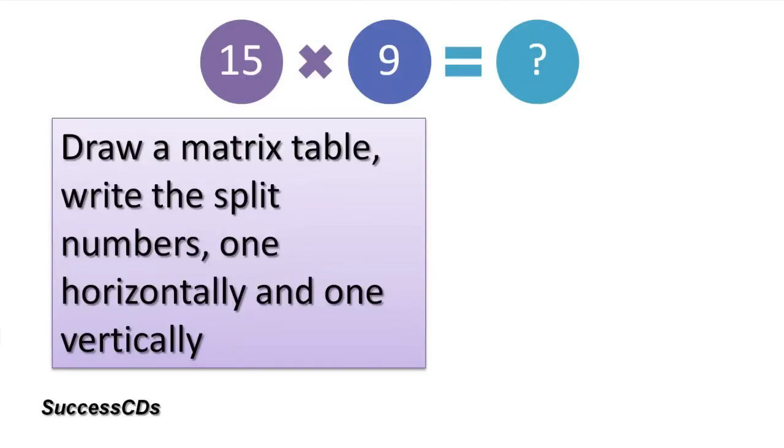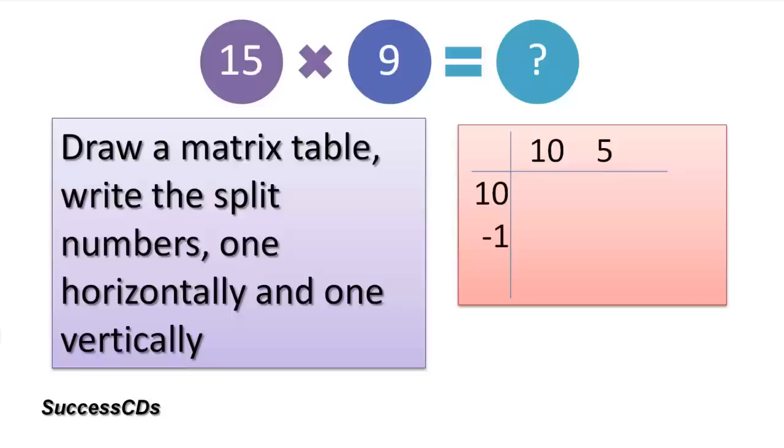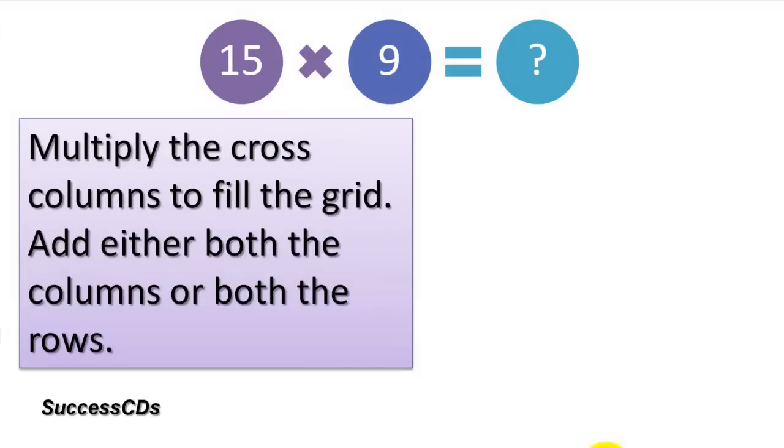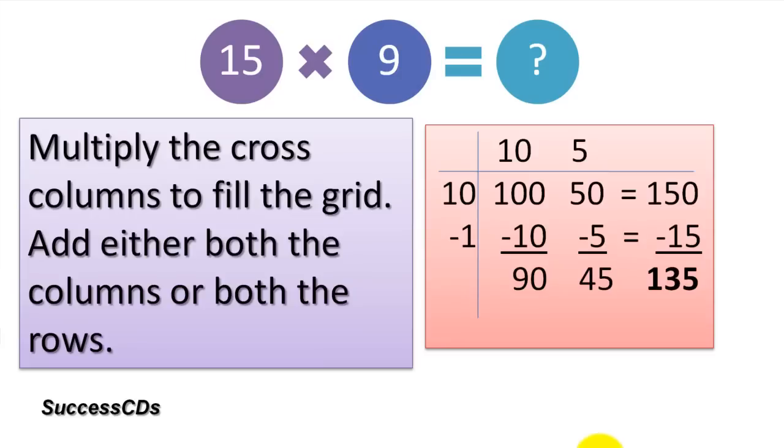So you will draw a matrix table and write the split numbers, one horizontally and the other vertically. So here you can see I have written 10 and 5. This is the split up of 15. And here I have written 10 and minus 1, which is the split of 9. So the next step is you have to multiply the cross columns to fill the grid.